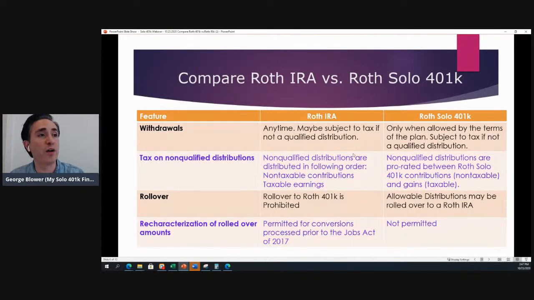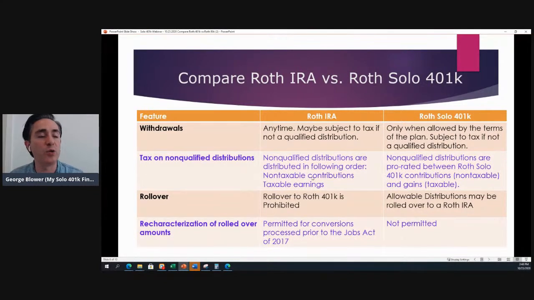So let's flip over and talk about taking a withdrawal from a Roth IRA. So there's no triggering event rule like you have with the Roth Solo 401k. So you can take it out at any time. The way that you take the money out though, skipping to the next line, is you first take out your basis. You first take out the contributions. Once you've taken all those out, then you take out the earnings. So you go in order, contributions first, then earnings.